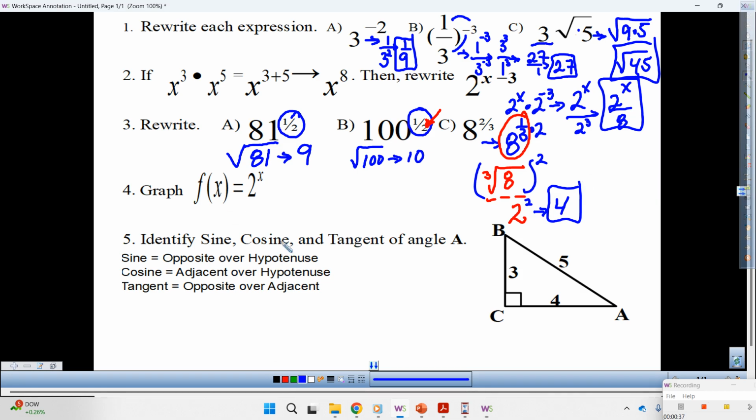For number 4, just write, if you graphed it, that's fine. If not, we're going to leave that for the session because we are going to get into that. But let's go with number 5.